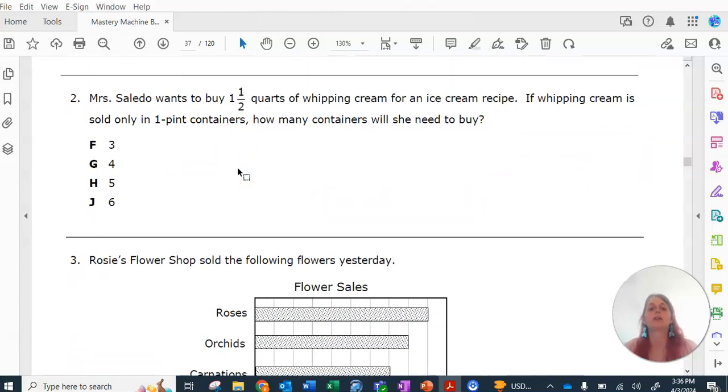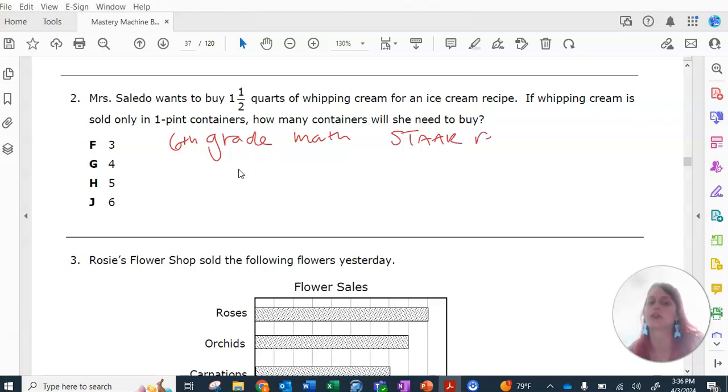Ms. Salado wants to buy 1 1/2 quarts of whipping cream for an ice cream recipe. If whipping cream is sold only in 1 pint containers, how many containers will she need to buy? Ooh, you need a STAR chart. If you don't have one, you can Google 6th grade math STAR, and at that point it'll probably pop up. It's actually called a reference sheet. That's what you Google if you don't have your STAR chart. And you'll be able to look up your conversion from quarts to pints.